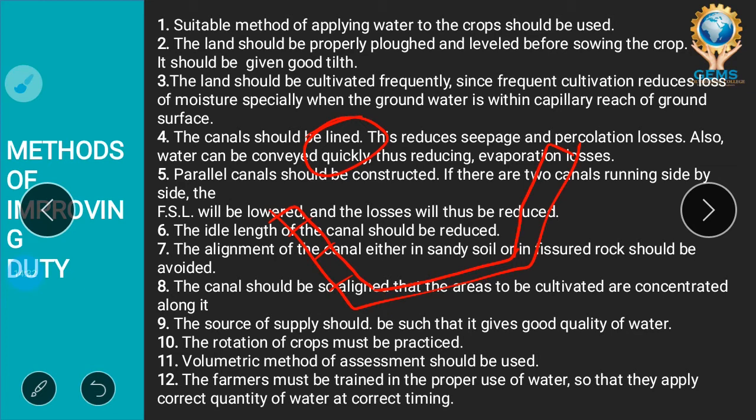So the water won't be percolated and it can easily reach from one place to another without any problem. Next, parallel canals should be constructed. If there are two canals running side by side, the FSL will be lowered and the loss through this will be reduced. What is FSL? Full supply level.